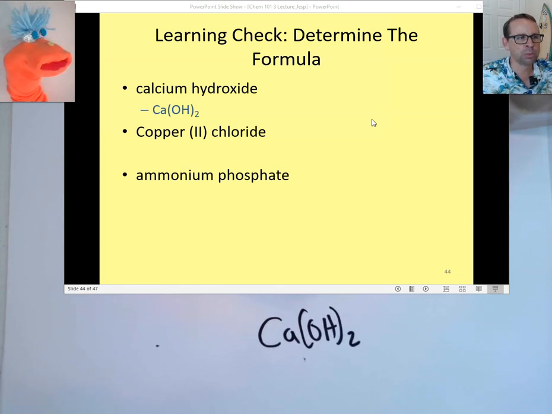The 2 means the +2 charge, so Cu with 2 chlorides because there's -1 on each chloride ion. Very good. Copper chloride.